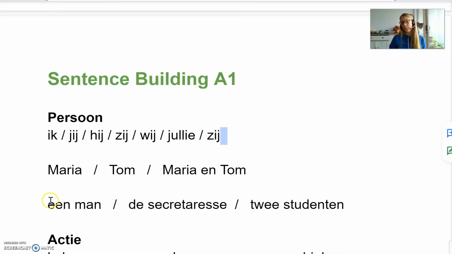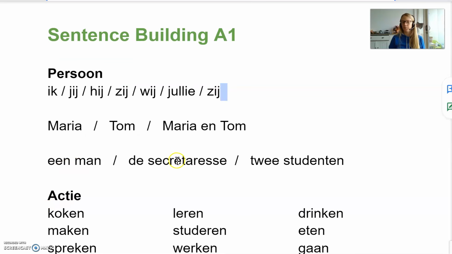But you can also make it a bit more interesting and describe the profession, like the secretaresse, or the gender, een man, a man. Twee studenten, it's nice to add numbers here. Mijn moeder, like my mom, it's also nice to know the word mijn, my, the possessive pronouns. But you can also already make a sentence without knowing any of these and just using a name. Or you can use ik all the time, that's what usually happens.